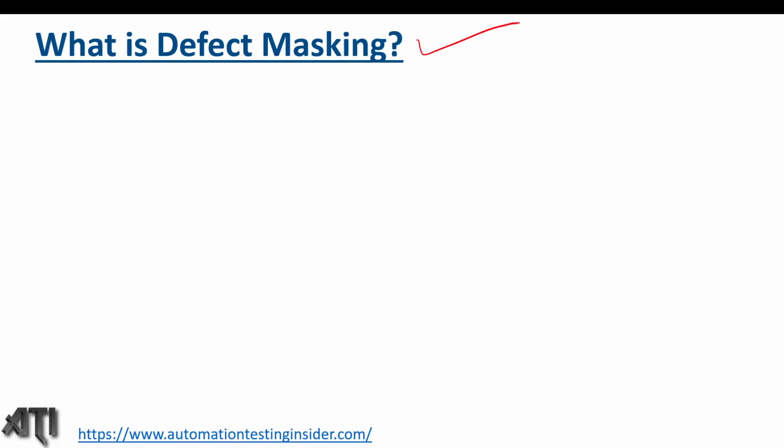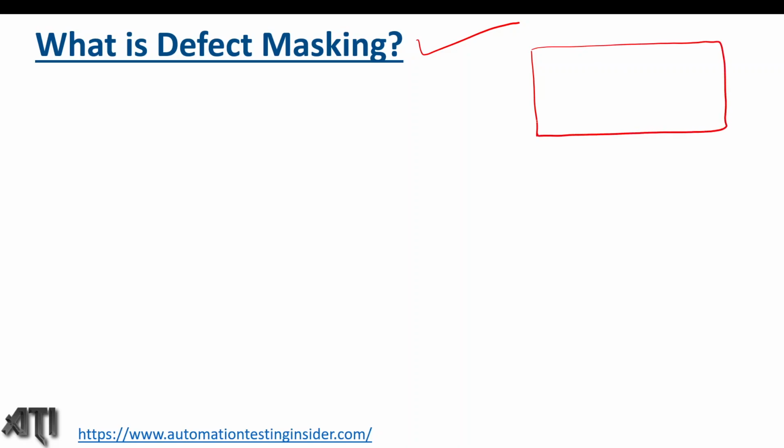So today I'm going to talk about an important topic, that is defect masking. What is defect masking in software testing, or what do you mean by a masked defect? We'll discuss different examples of defect masking. Let's first understand what a masked defect is. A masked defect is a defect that hides other defects in the application. Let me explain.